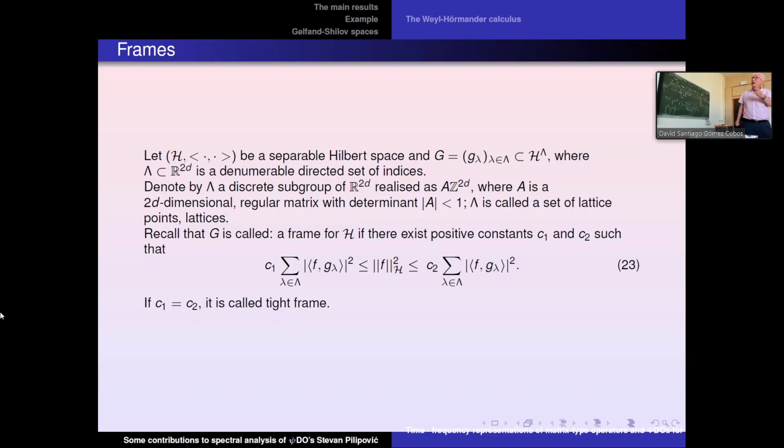Again, now I'm talking about Gabor frames. In the previous talk, this was a frame in some general sense, but now we would like to speak about Gabor frames.